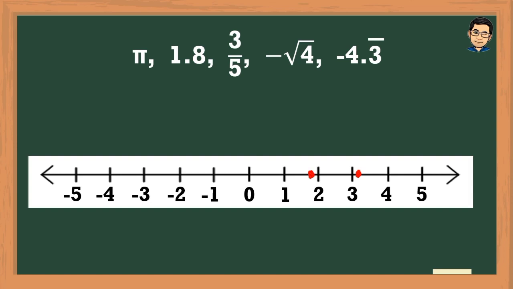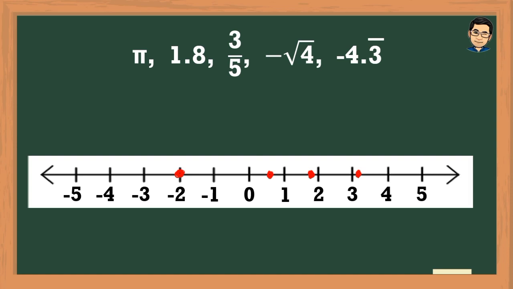Next, yung 3 over 5 or 3/5, sa pagitan po siya ng 0 and 1. Okay? So, yung pinakagitna ng 0 and 1 is 1/2, diba? So, tantyahin lang natin. Nandito banda yung 3/5. And then, yung negative square root of 4, that is negative 2. Sakto po. So, dun tayo sa negative 2.